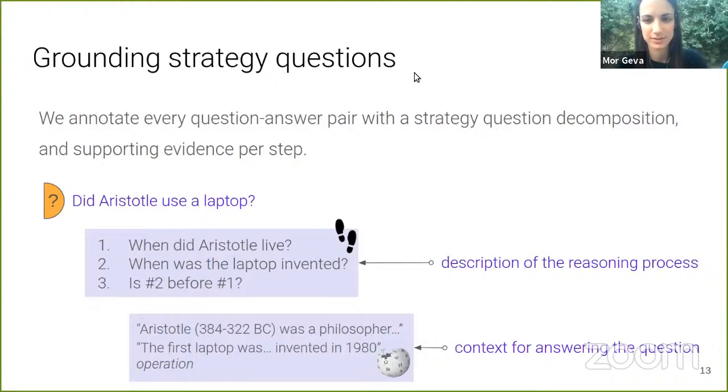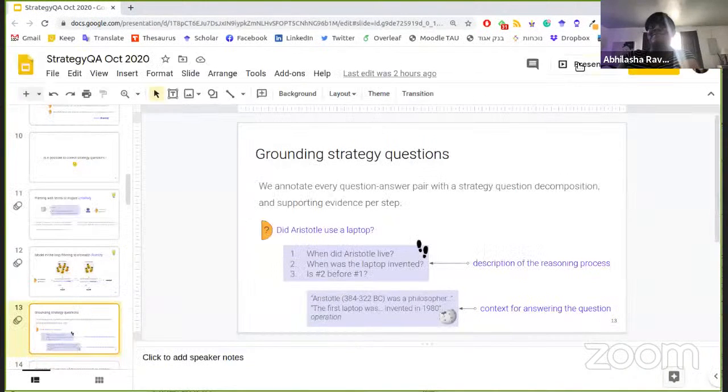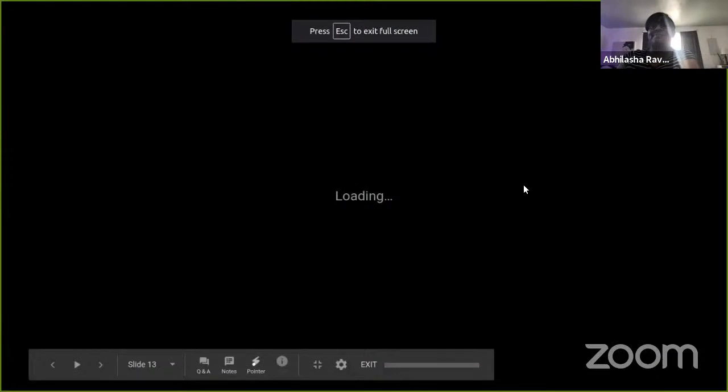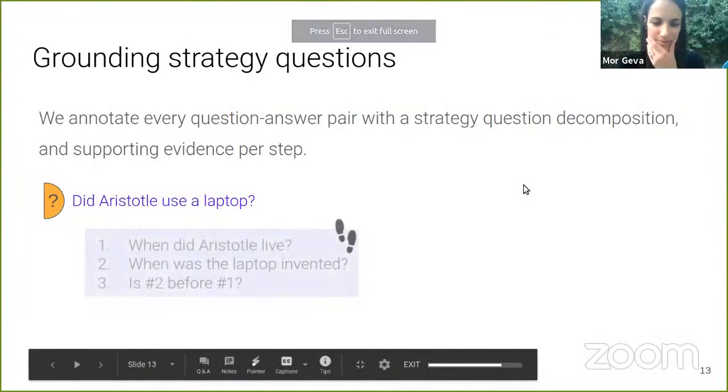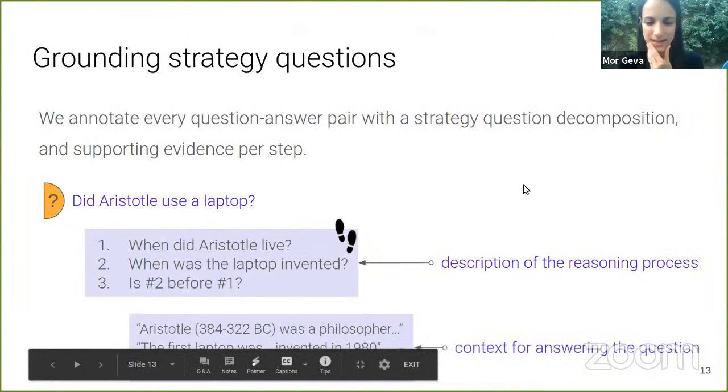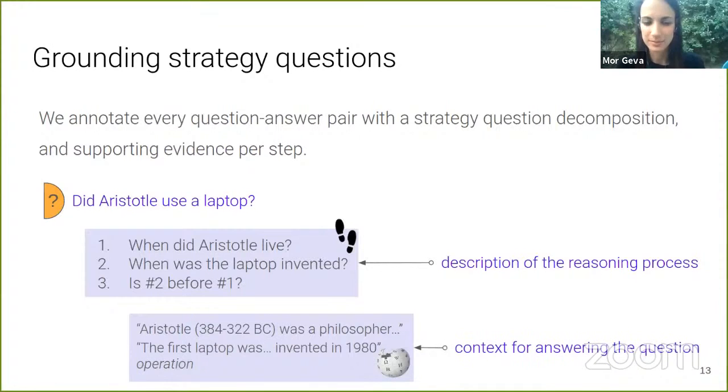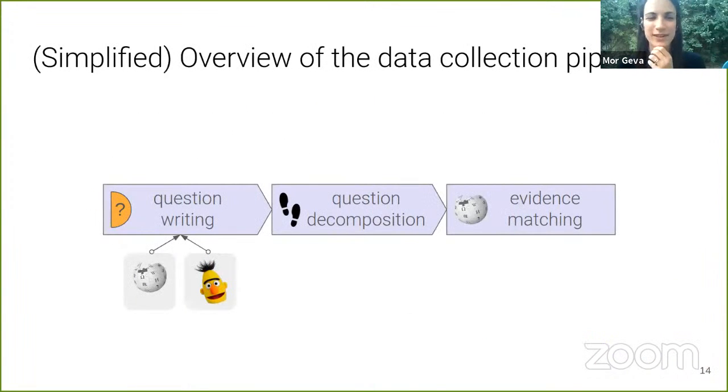Hello. Yes. Okay. Great. So as I said, we annotate the decomposition and also evidence paragraphs for every decomposition step to provide context for answering the question. By the way, thanks to anyone who sends me messages when I'm freezing, because it helps me to know that the internet went down.